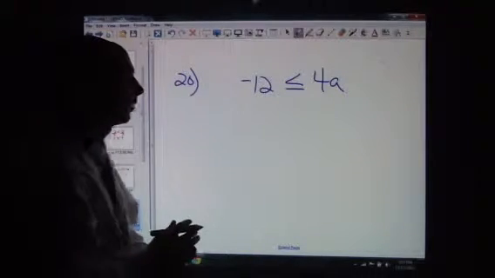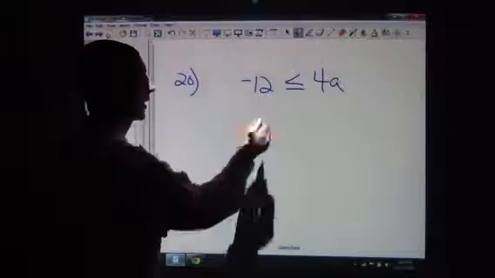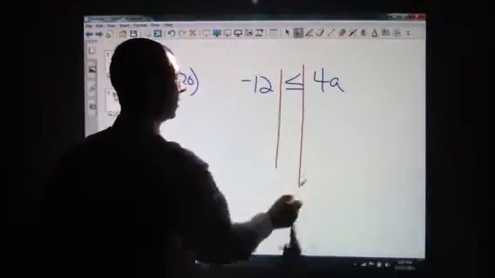Here is another problem that we'll look at. Okay, so I'm going to divide it into two sides.